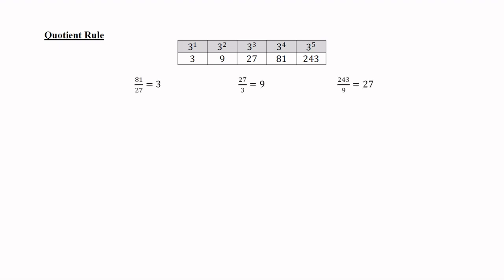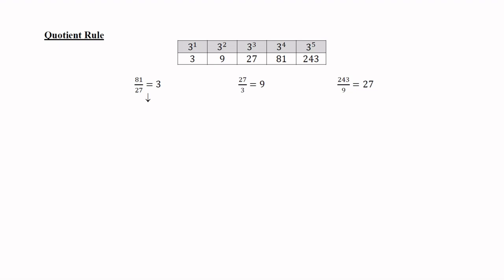Now let's move on to the quotient rule. Again, we are going to use a table of powers here to assist us in investigating the quotient rule. So here we have powers of 3: 3 to the first, 3 to the second, 3 to the third, 3 to the fourth, and 3 to the fifth, and the values for all of those. So let's look at 3 examples here. I have 81 over 27, which equals 3, or I can say 81 divided by 27, which equals 3. 27 divided by 3 equals 9. 243 divided by 9 equals 27.